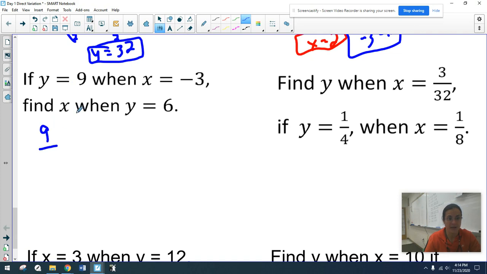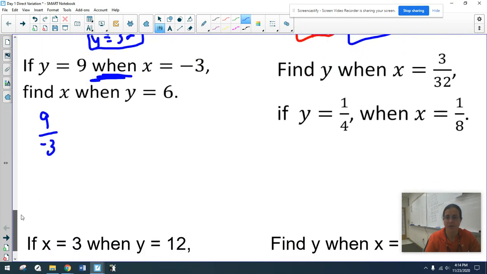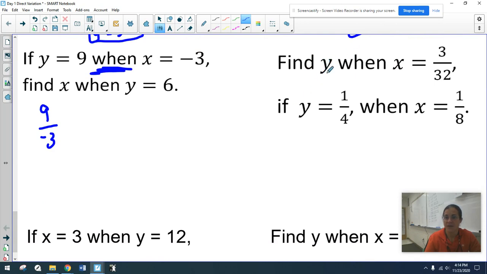So y is 9 when x is -3. Wait a minute. That looks very similar. Yep, that's the same problem. We're skipping that one. Okay, over here. Find y when x is 3/32. It's weird because it's a fraction and a fraction, but we'll deal with that.